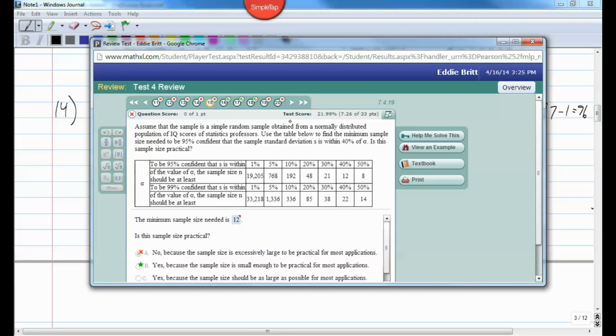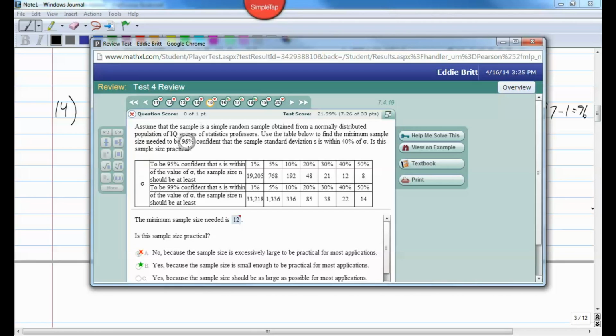Assume that the sample is a simple random sample obtained from a normally distributed population of IQ scores of statistics professors. Use the table to find the minimum sample size needed to be 95% confident that the sample standard deviation S is within 40% of the population standard deviation. Is this sample size practical? Well, first off, practical sample sizes would be ones that are small. You're not going to be able to have thousands in your study unless you work for a really big company and have a lot of finances, a lot of backing.